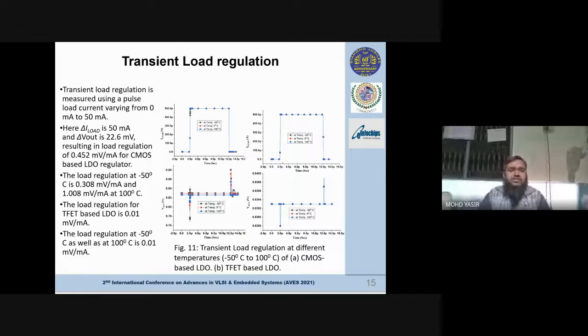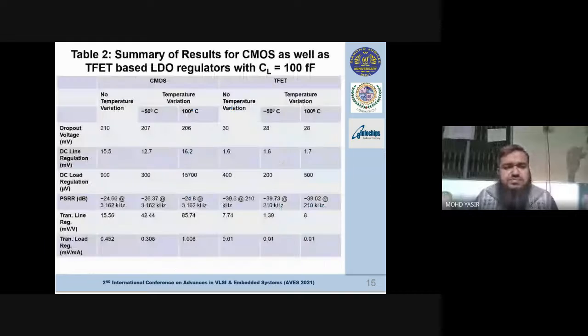The load regulation at minus 50 degrees centigrade is 0.308 millivolts per milliampere and 1.008 millivolts per milliampere at 100 degrees centigrade. The load regulation for TFET based LDO is 0.01 millivolts per milliampere and it is fixed for all the temperature variations. This is the summary for CMOS as well as TFET based regulators at load capacitance of 100 femtofarad.